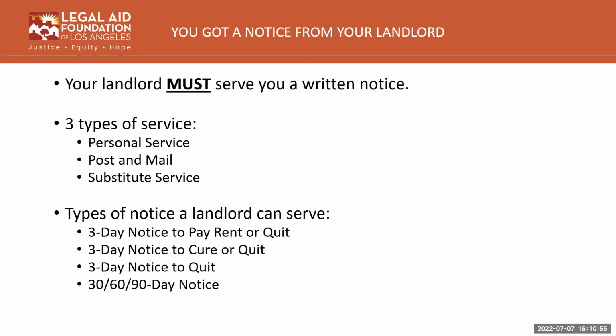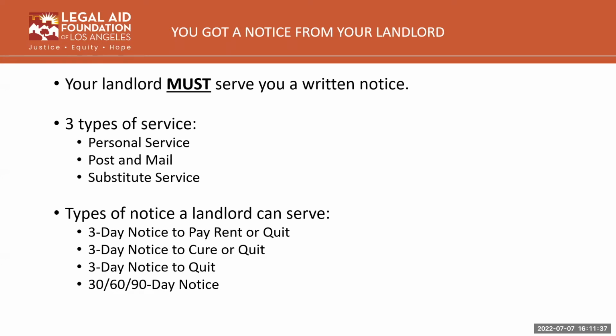There are three types of service. This means three ways they can serve the notice. It can be a personal service, which means the landlord or somebody who works for the landlord hands you the notice. It can be post and mail. This is when a copy of the notice is posted to the property, and then a copy is also mailed to the resident. Substitute service is referring to the notice being left with a household member who is at least 18 years old, and a copy of the notice is then mailed to the resident.